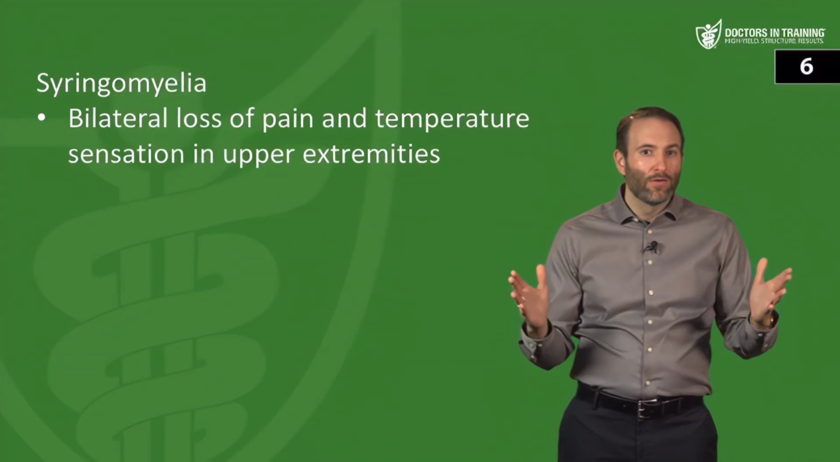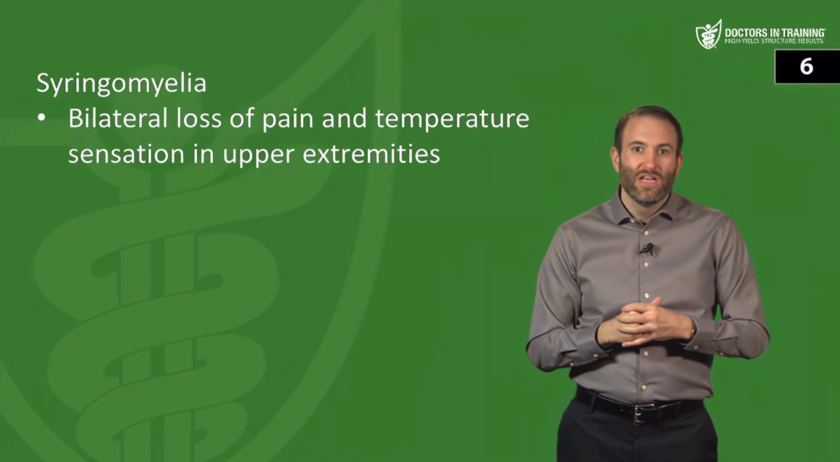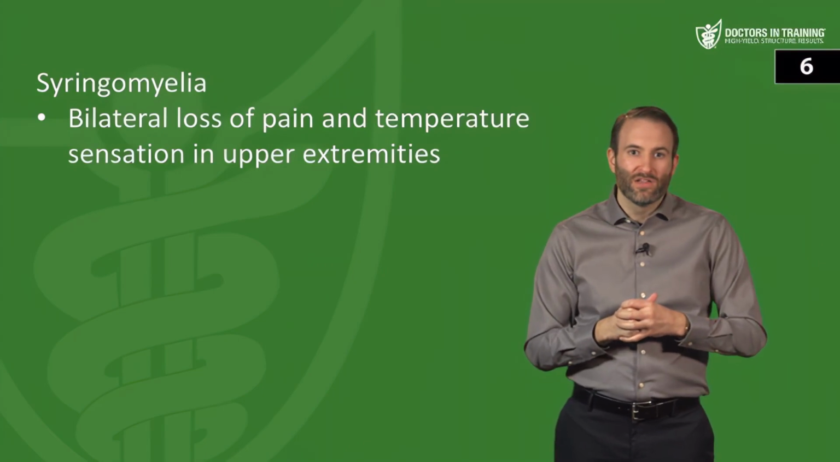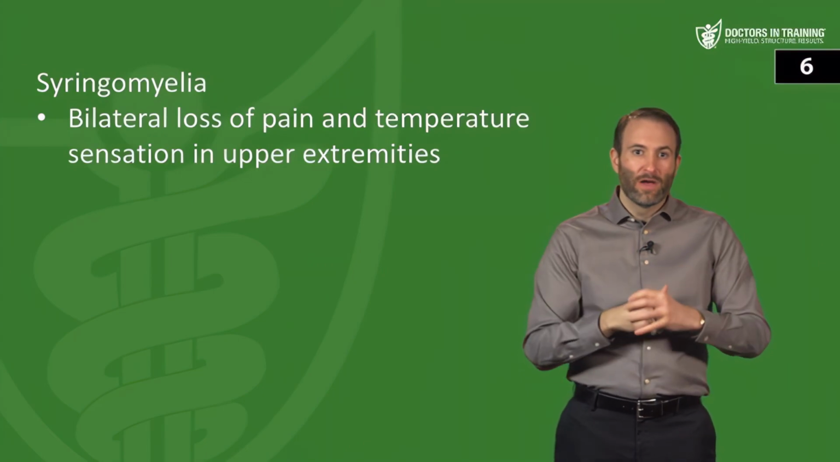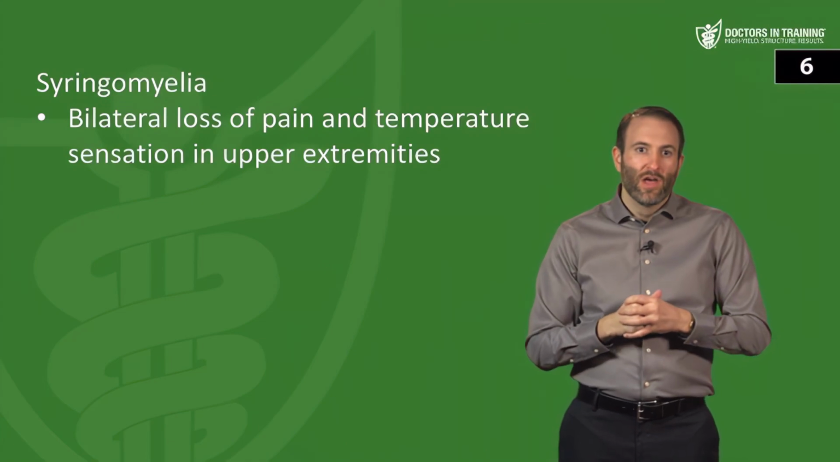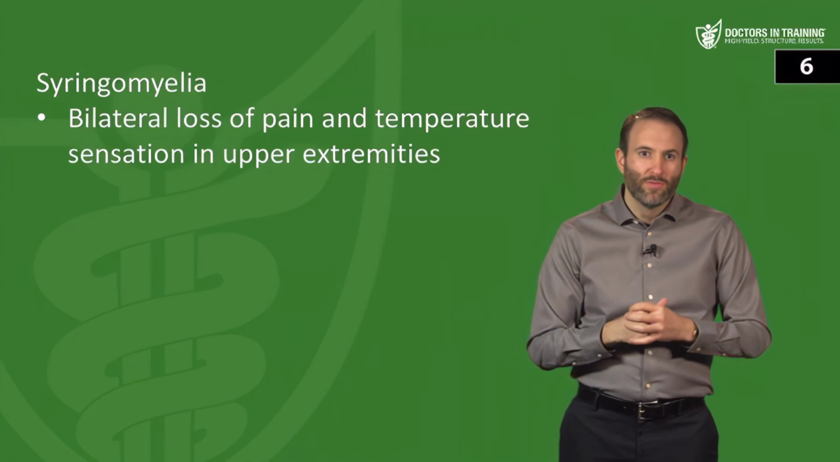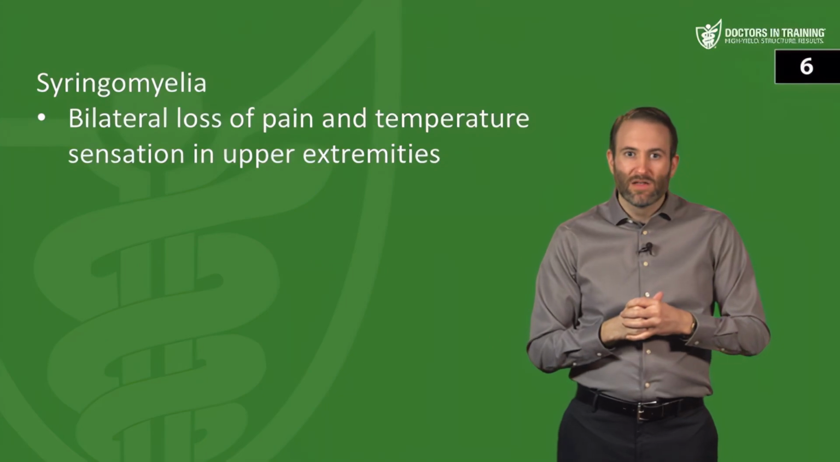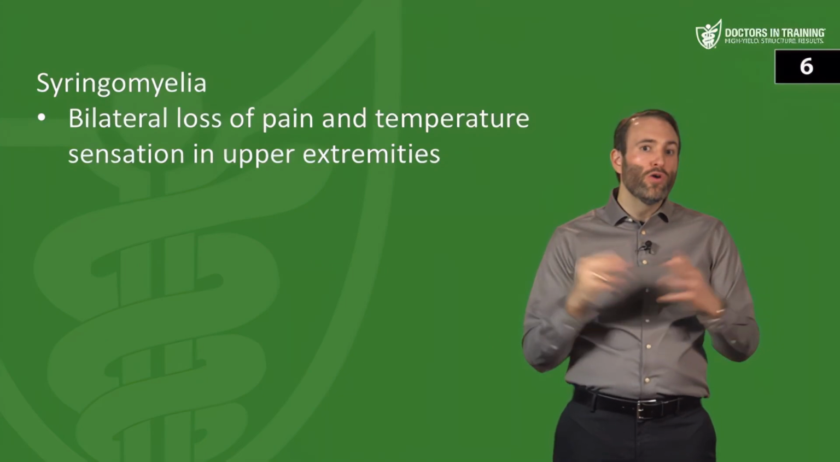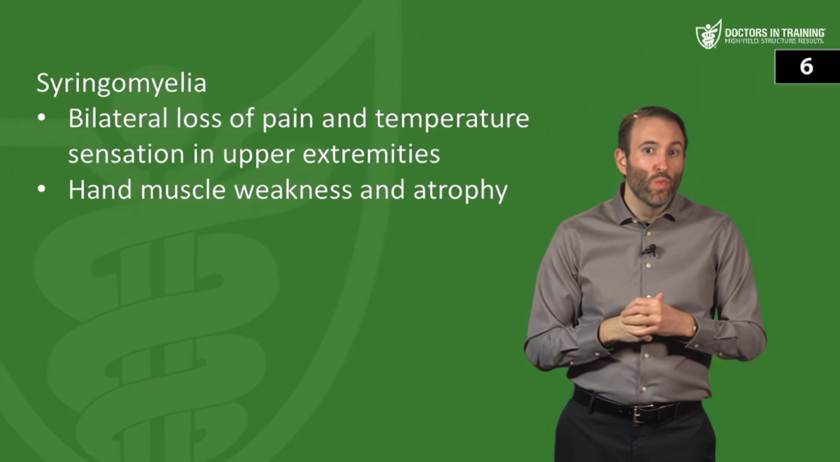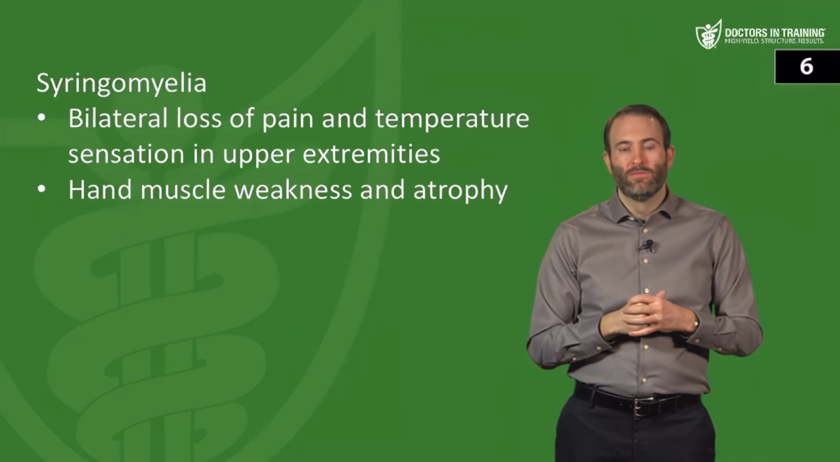Next, what are the classic presenting symptoms of syringomyelia? So remember, this is bilateral loss of pain and temperature sensation in the upper extremities because of dilation of the syrinx, compressing the crossing spinothalamic tract fibers, crossing at the anterior white commissure. And then in severe cases of syringomyelia, you can affect the motor neurons of the anterior horn and cause weakness in the hand and muscles as well.